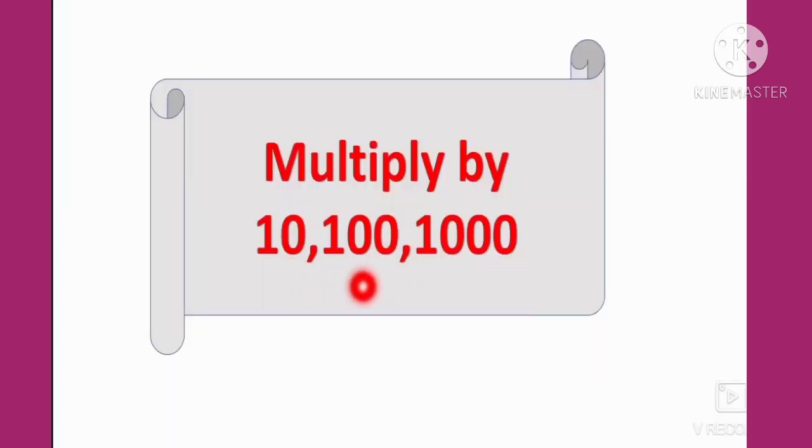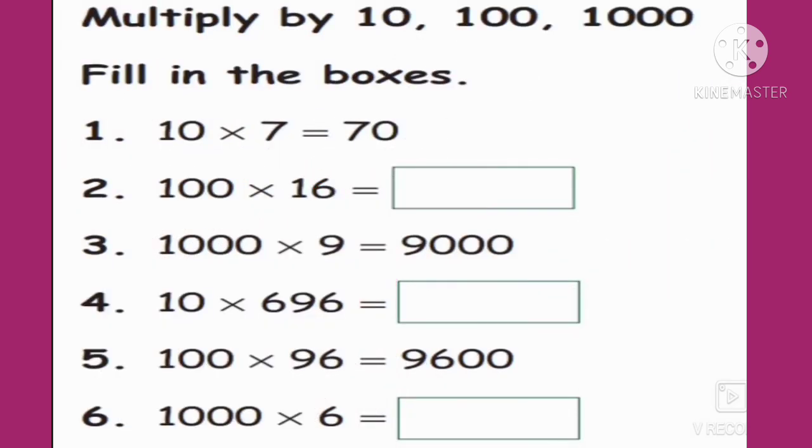Multiply by 10, 100, 1000. Children, listen carefully. When you multiply 10, 100, 1000 with the digits, you just include the zeros. When you multiply 10 with 7, you include 1 zero with the digit on the right. If you multiply 100 with the digit, you have to add 2 zeros after the digit. If you multiply the number with 1000, you have to add 3 zeros after the digit.